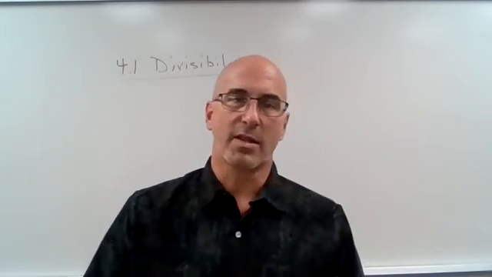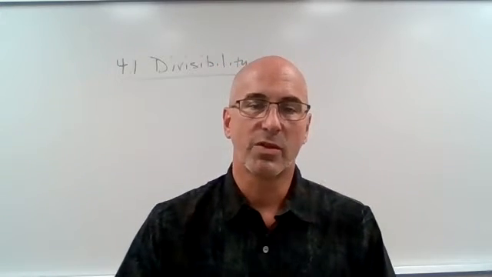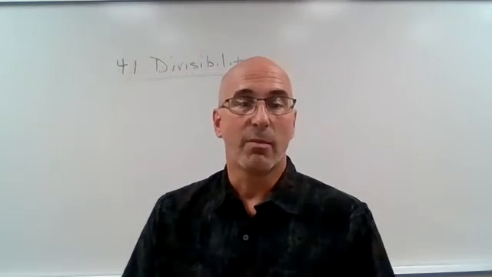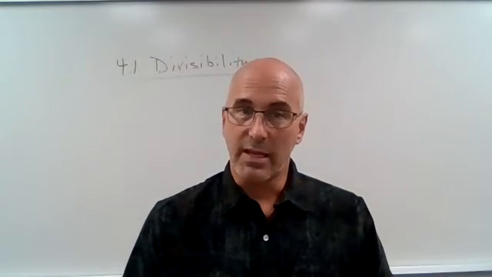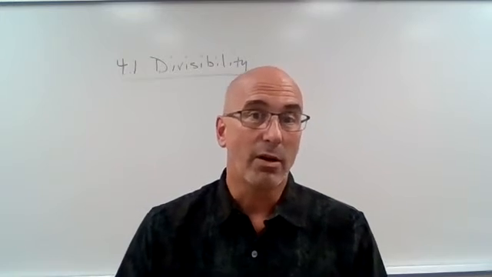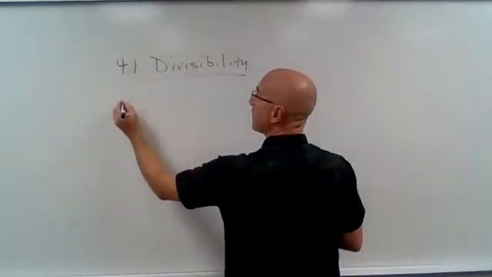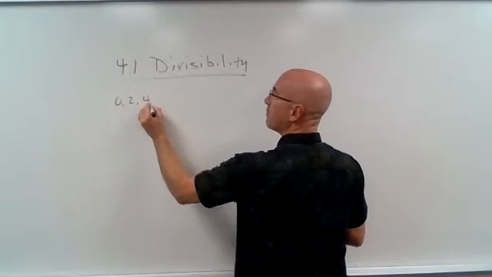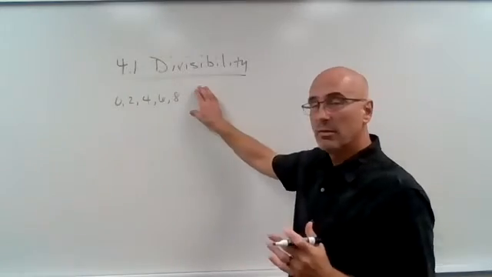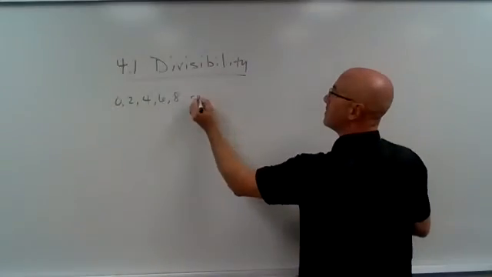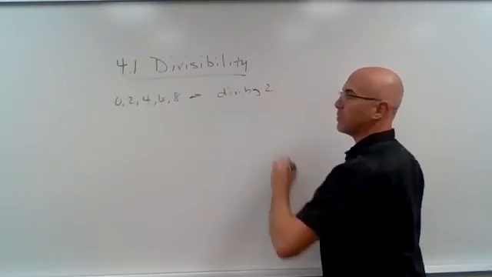So there are some tricks that we can figure out if numbers are divisible by common numbers. So if we say that a number is divisible by 2, that means that the number is even. Okay, so if you have an even number, your number is divisible by 2. So for example, if I have a number that ends in 0, 2, 4, 6, or 8, I know that it's an even number, so therefore it is divisible by 2.